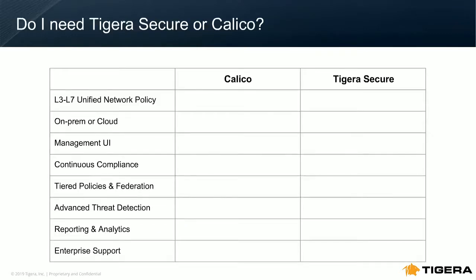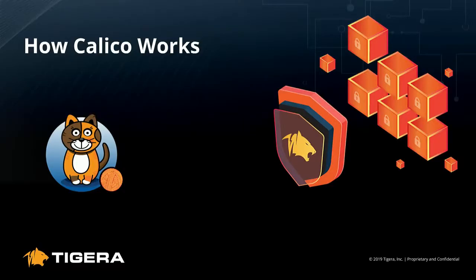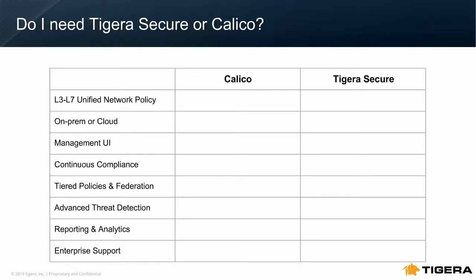So just a visual representation of what that is. I guess the text didn't come across, but essentially the first 2 rows are common across Calico and Tigera Secure, and then the latter rows, the management UI, the continuous compliance, and so forth, are all Tigera Secure specific.